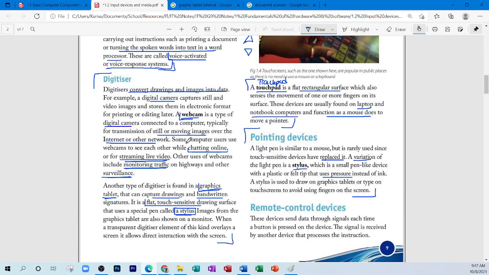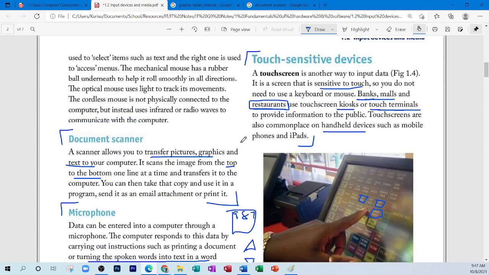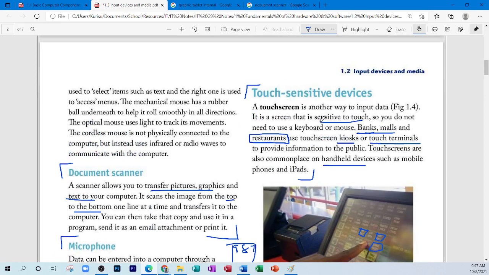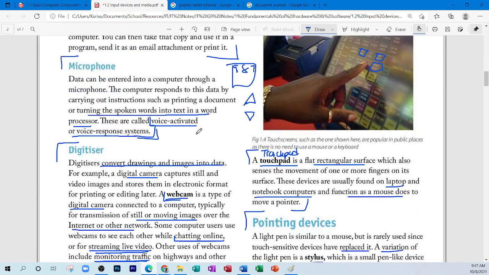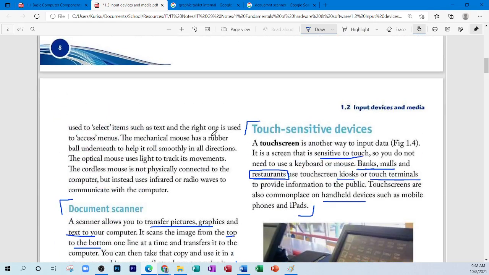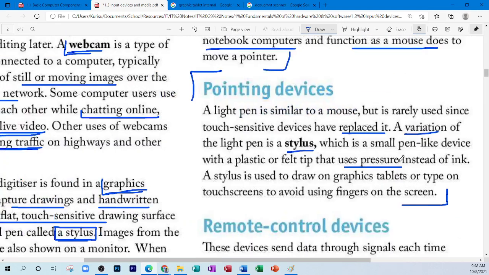So for example, the digitizer, you have to remember that it converts drawings and images into data. For touch screen, it is used as a touch sensitive device so that you can choose options maybe on a menu or move the cursor on a screen and so on. So you have to remember how these devices function, what they do, what they are used for.